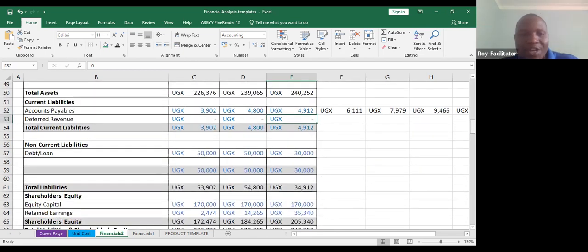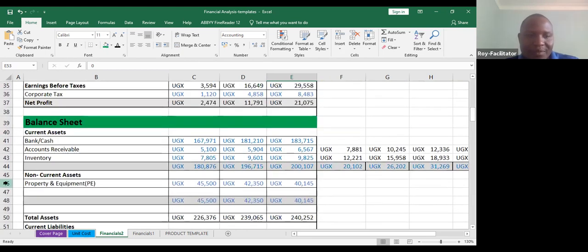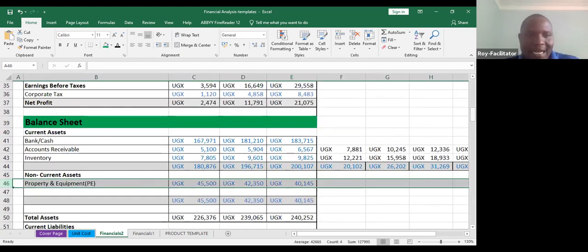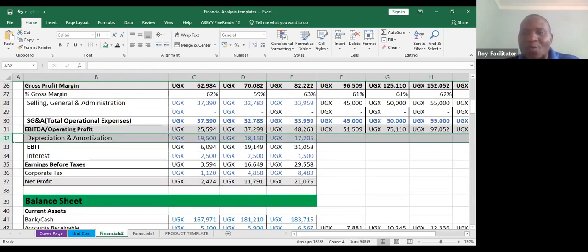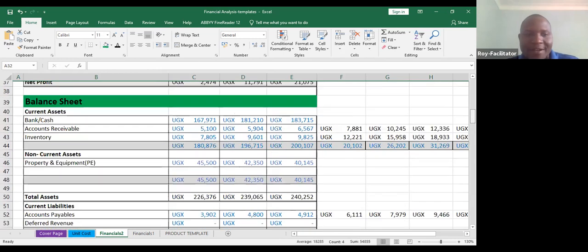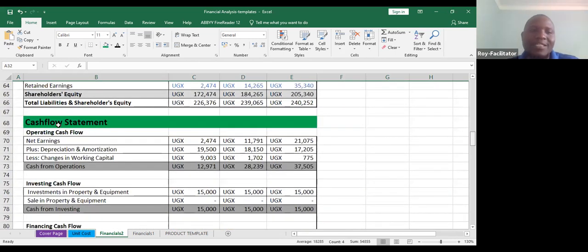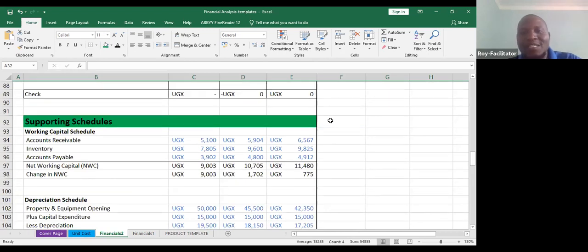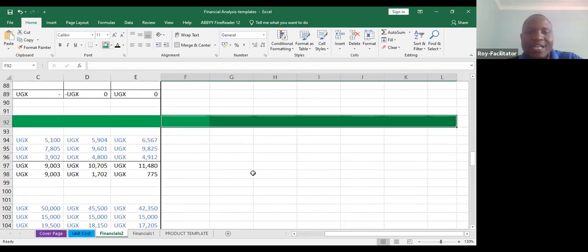So we don't have property and equipment, as you can see, or assets. And remember, we also did have depreciation. Now we are going to work down here. We have what we call supporting schedules. We're going to use these supporting schedules to compute the things that we need to fill in all the statements.